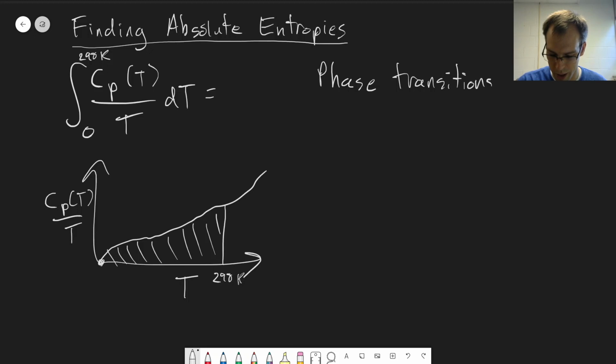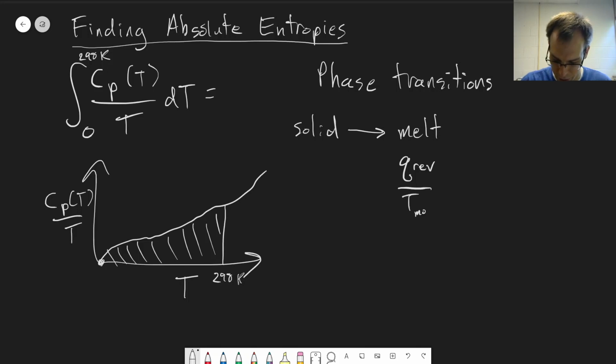We'll talk more about phase transitions in this class, but a substance will obviously start in the solid phase at the lowest temperatures, and we integrate the heat capacity in the solid phase, but eventually it will melt. And there's going to be additional heat added to the system at that temperature that doesn't actually increase the temperature of the substance. And so there'll be a reversible amount of heat added divided by the temperature at which it melts. This is an entropy change.